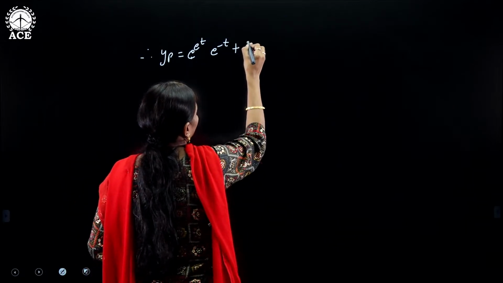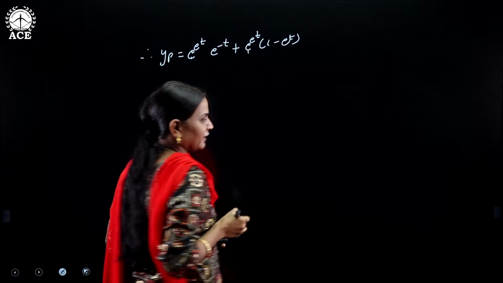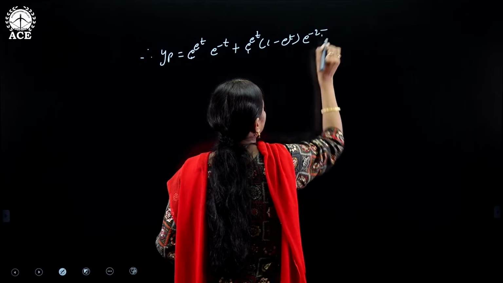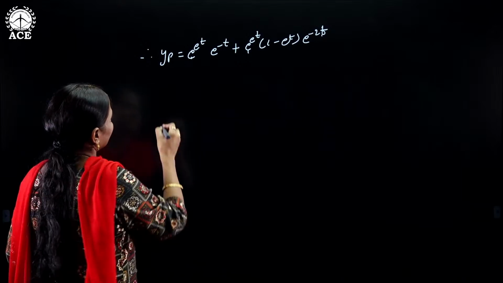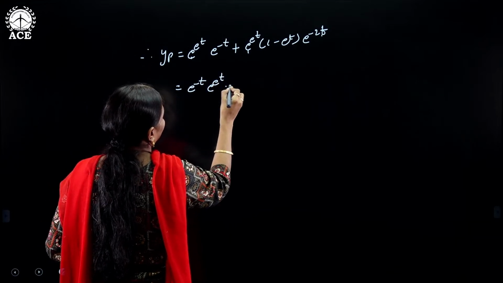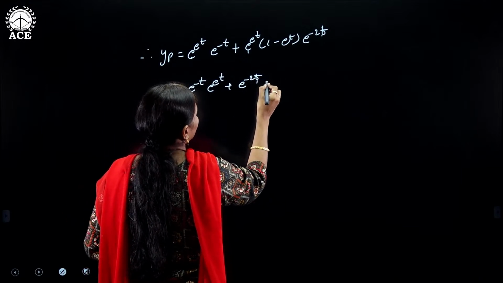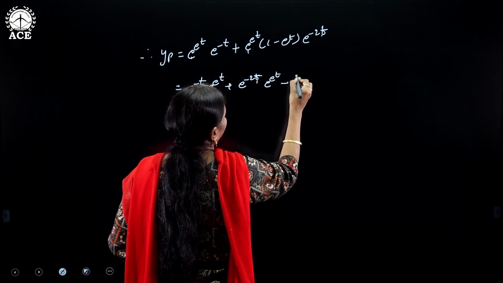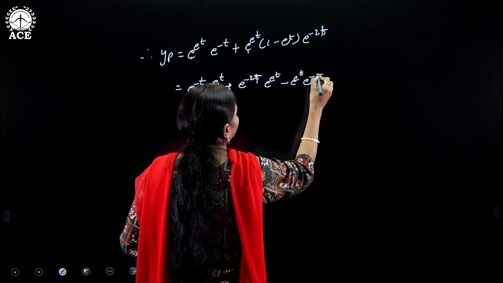B of t is equal to e power t into 1 minus e power t after multiplying with the minus sign into v of t. V of t is e to the power minus 2t. So simplify this one, which is equal to e power minus t into e power t plus e power minus 2t into e power minus 2t into e power t minus, here e power t into e power minus 2t, that is e power minus t.